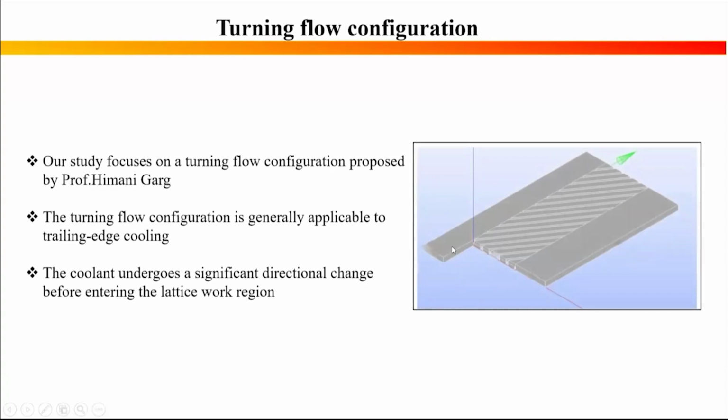So now we are moving towards the turning flow configuration. This geometry is proposed by Professor Himani, and this is used for trailing edge cooling application. This is the inlet, and these are our ribs that we have discussed earlier. When fluid enters from this inlet, it goes through significant directional changes before going into the lattice work region. You might be wondering what the lattice work region is. The lattice work region is the region where upper stream and lower stream ribs are connected. If you are able to see this section, it is known as the lattice work region.